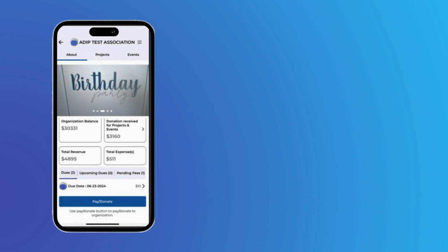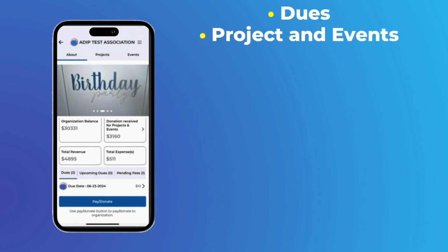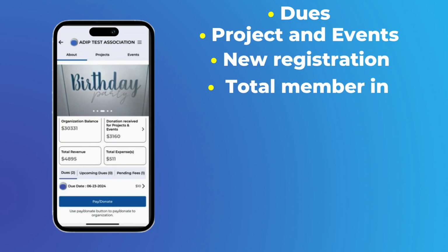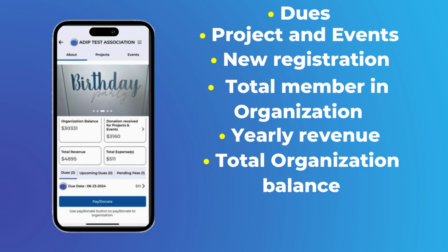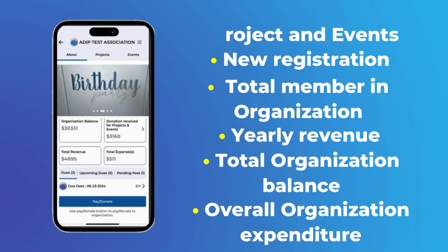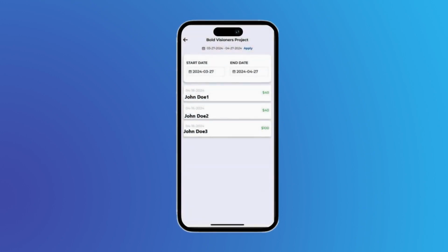14. Under Reports, the organization can access information concerning monthly payments and donations including dues, projects and events, new registrations, total members in the organization, yearly revenue, total organization balance, and the overall organization expenditure. 15. Donation received for projects and events breaks down into the total amount received for a particular project or event and which member donates. Note that this can also be filtered by date using Change and Apply.